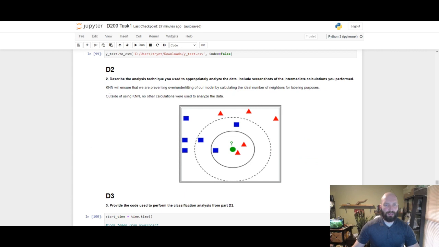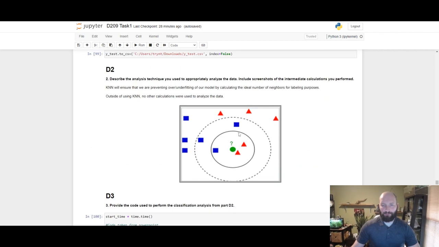And so, describe the analysis technique used to appropriately analyze the data, include screenshots of the intermediate calculations you performed. I was a little unclear about this one. So KNN is the only calculation that I utilized. I reviewed the scikit-learn site, and with how I prepared everything, it was just a little different. So the only algorithm that I used was KNN. And this kind of further illustrates KNN.